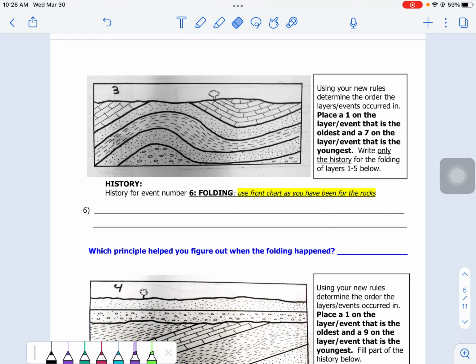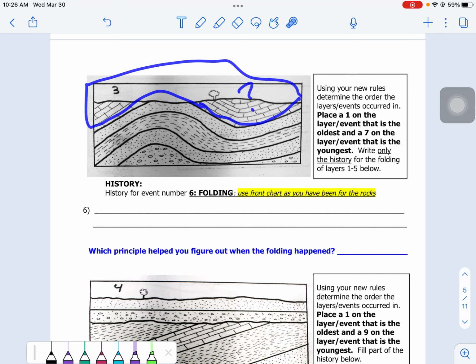So here we're thinking about a little more complicated. We've got, again, a hint over here. We're trying to get to number 7, so 1 being the oldest, 7 being the youngest. I see quite a few layers here, a few at the bottom, and then I'm not totally sure what's happening with this brick layer, right? Is this 1 layer? Is this 2? That's what I've got to figure out.